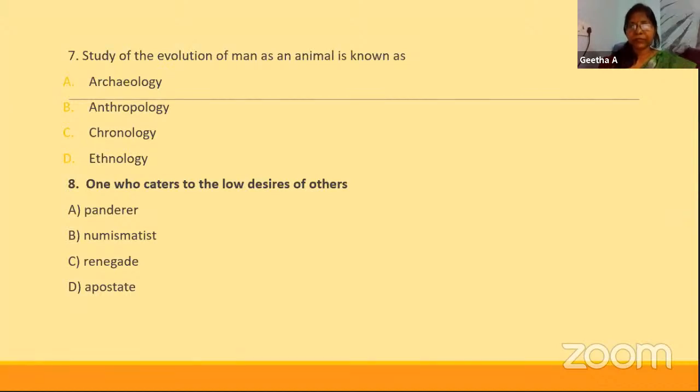Read out the whole thing. Yes, I will definitely tell the meaning of the chronologies. Yes, everything I will.